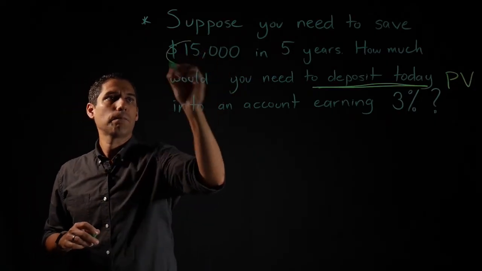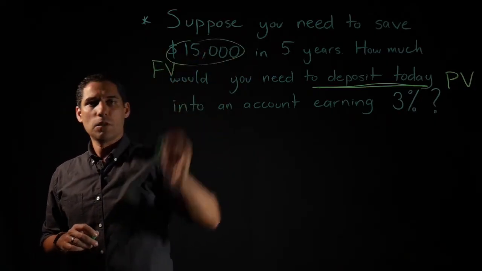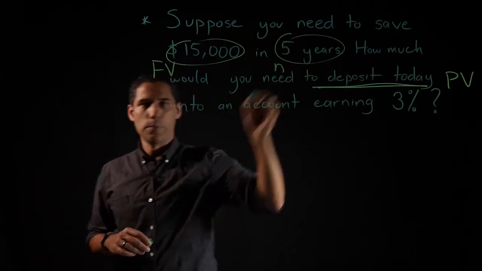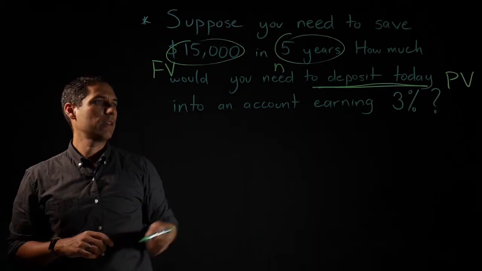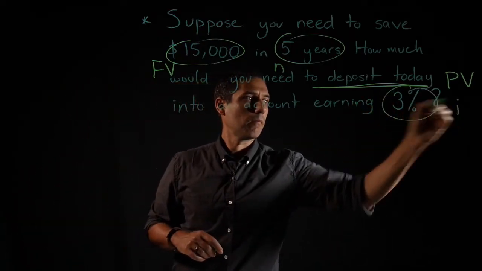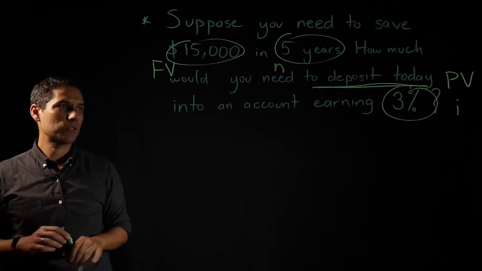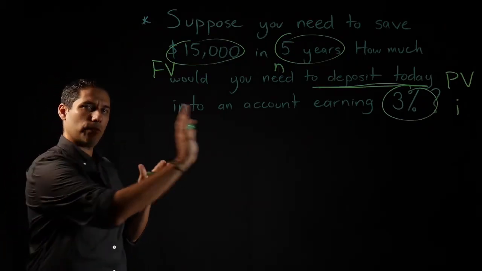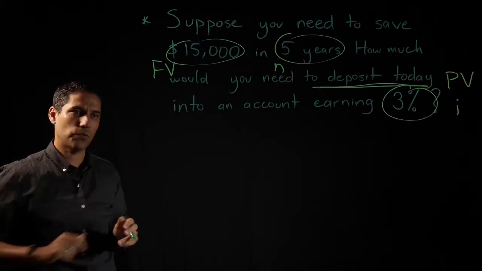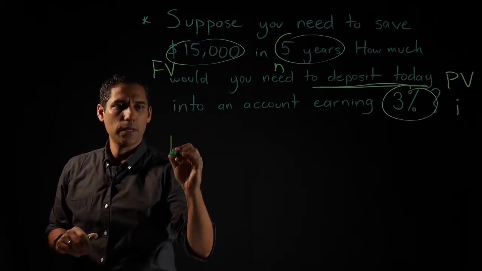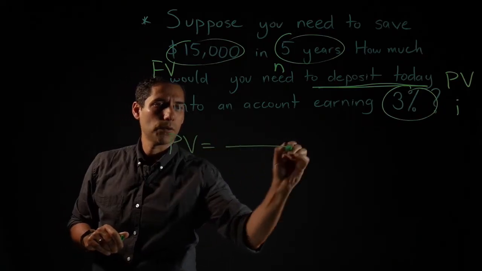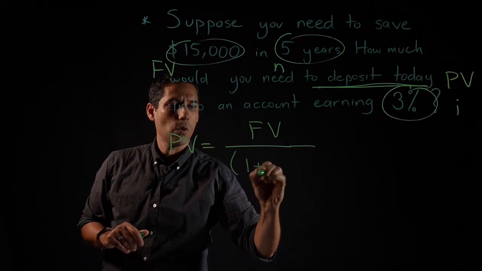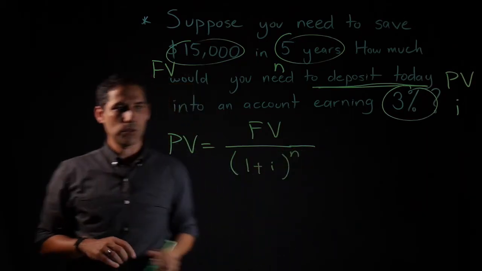And we are given the future value. And we are given number of years between the two. And we are given the interest rate, I. So that's the information given to us. So what's the formula that will give us the present value of a single cash flow in the future? It is going to be PV equals FV divided by (1 plus I) raised to n, right?